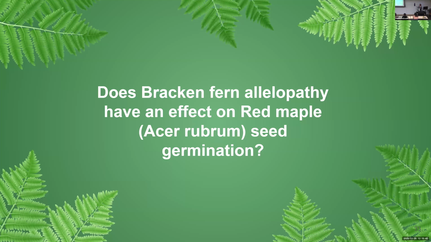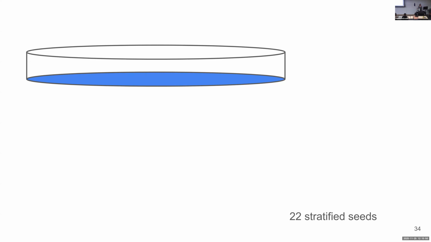does bracken fern allelopathy have an effect on red maple, Acer rubrum, seed germination? To do this, we conducted a bioassay and we stratified our seeds. We did this to emulate winter. It's 30 days in the dark, in the cold. And then after these 30 days, we transferred our stratified seeds into Petri dishes.